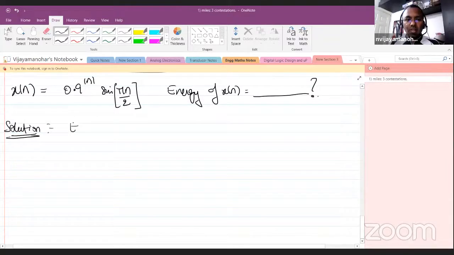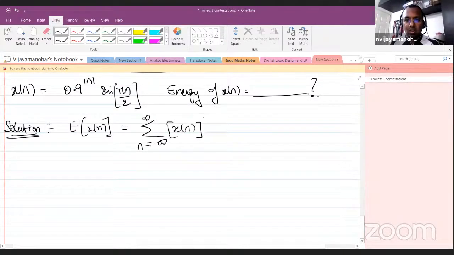So energy of x of n is what? Summation n equal to minus infinity to infinity of x of n the whole square. So let's see what happens. I'm going to write this from minus infinity to infinity. If there's an infinite series, there is going to be a pattern associated with it. You identify the pattern, you get the answer. It's very simple. You identify the pattern, you will identify the series. So let's look at this series.